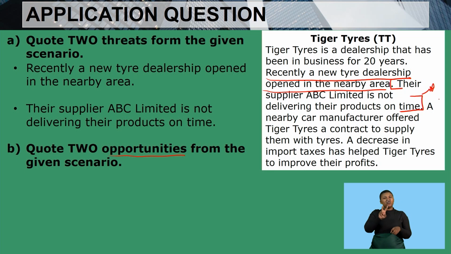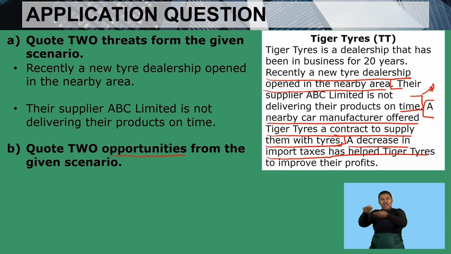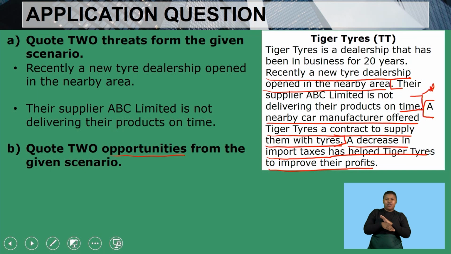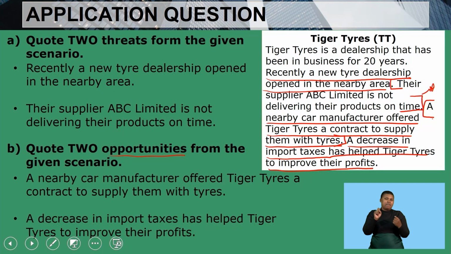So let's go to the scenario. Here, a nearby car manufacturer offered Tiger Tires a contract to supply them with tires. Of course, this is an opportunity because it's a big contract. It will give us money. So this is our first opportunity. And then the last sentence, a decrease in import taxes has helped Tiger Tires to improve their profits, which is then, of course, decreasing Tiger Tires' expenses and is therefore an opportunity.